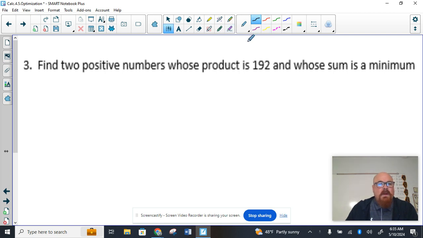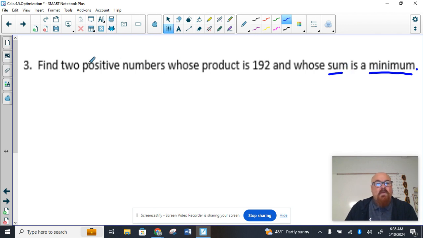All right. Find two positive numbers whose product is 192 and whose sum is a minimum. So even though we say optimization, and usually you think about optimization as creating the most or the best of a situation, right? Minimum still falls into that category. So we are finding the minimum of a sum. That's maybe the most important part to this process, trying to identify what it is we're trying to minimize or maximize. So what are we minimizing?